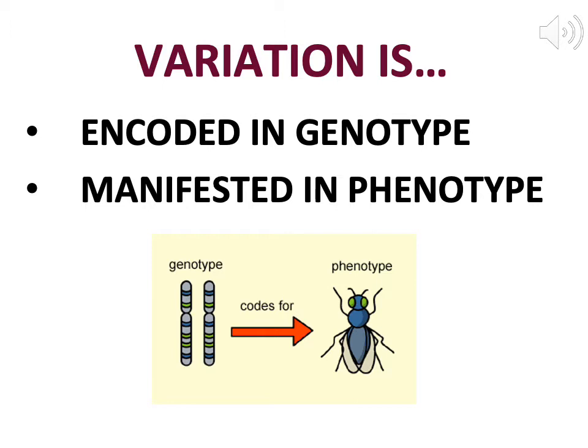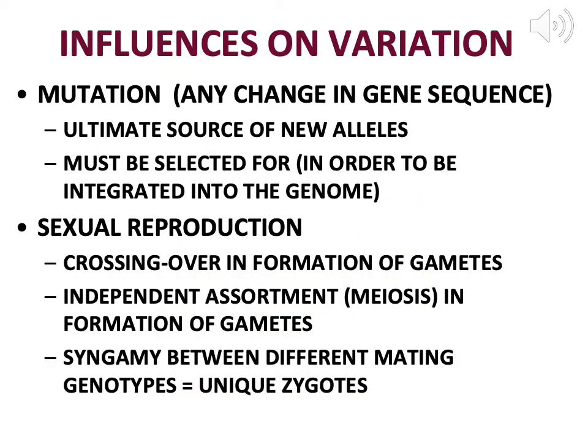So variation is encoded in genotype in the form of genes or specific states of those genes, which we called alleles once upon a time, and is ultimately manifested as phenotype, more specifically variations in morphology, variations in physiology, and variations in behavior. So if variation is the raw material for natural selection, where does that variation come from? Let's identify some important sources of variation, and the most important source of variation is where genes come from.